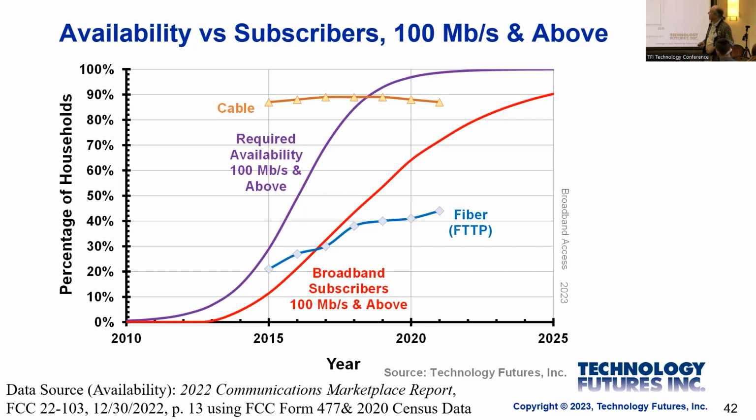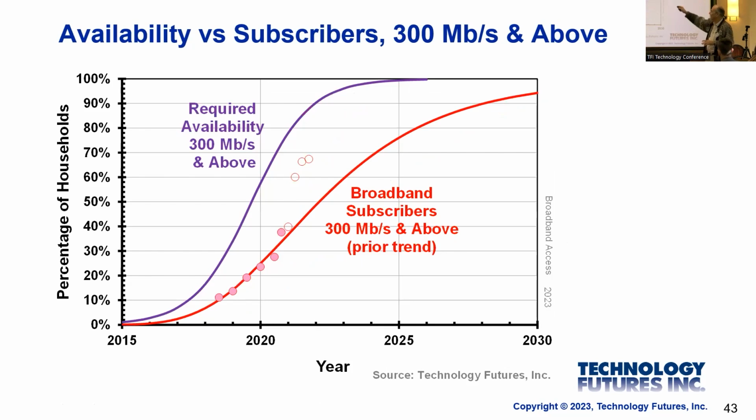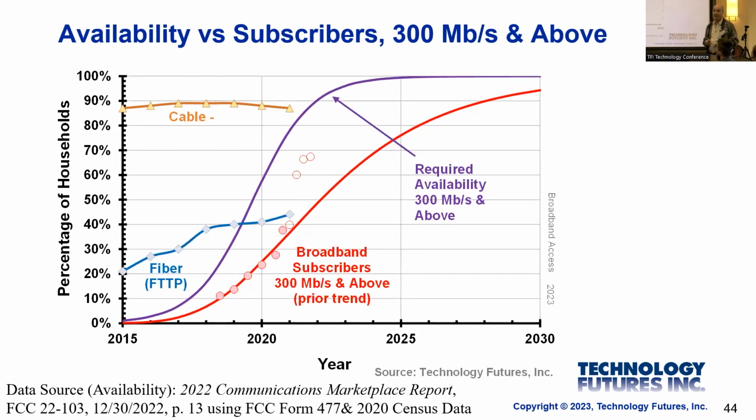Now let's look at 300 megabits per second and above, and we're going to ignore the new forecast and just look at last year's forecast using the older data. So 300 megabits per second required availability is the blue line, and that's where we are. For that generation, cable's still doing great. Fiber's above it for most of the time until we get to about 40% of the market, and then there's still not enough fiber available to compete with cable for 300 megabits per second and above. And I think that's why we've seen things in the market happen in the last couple of years.